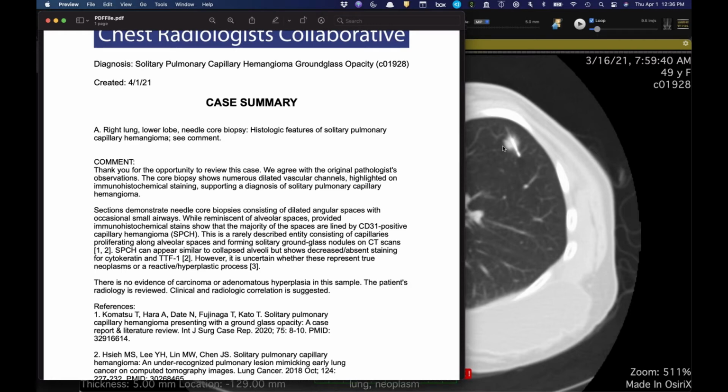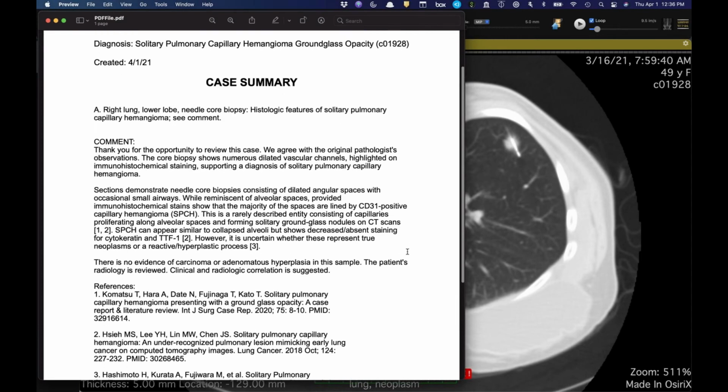It's essentially like a true hemangioma, not like the pneumocytoma, which used to be, now I'm blanking on the name of what that was. The other one that had hemangioma in the name. Oh, yeah, they call it a sclerosing hemangioma. Yeah, right, the pneumocytoma. So this is actually just dilated vascular channels along the alveolar septa.